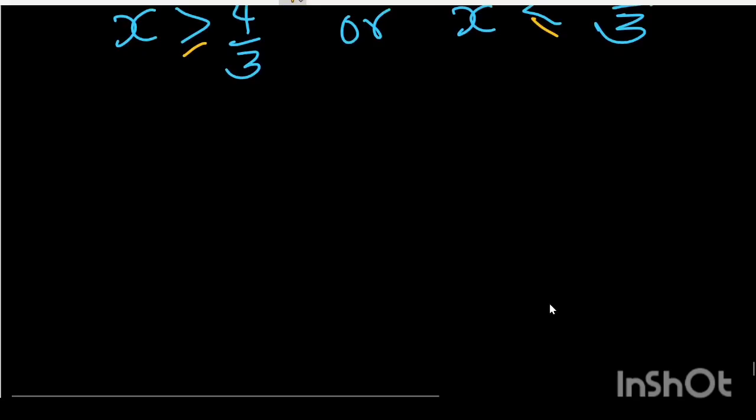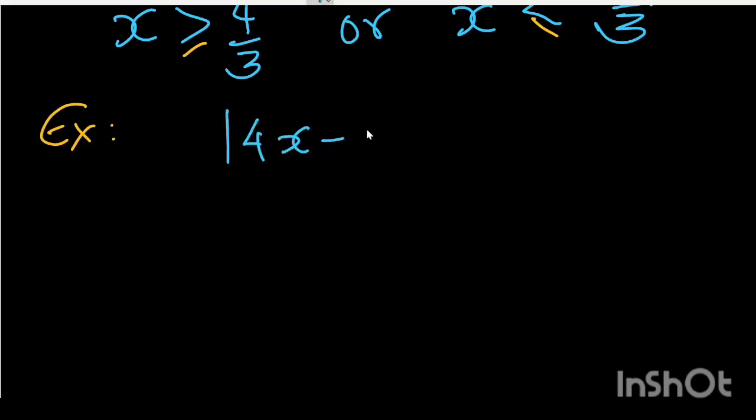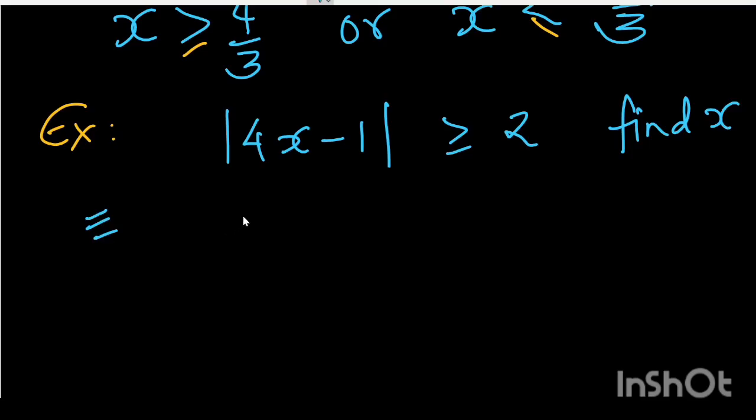Okay guys, so let's try this. Mod of 4x minus 1 greater than or equal to 2, find x. Now instead of x I have taken f(x). So we know that this is equivalent to 4x minus 1 whole square greater than or equal to 2 square.